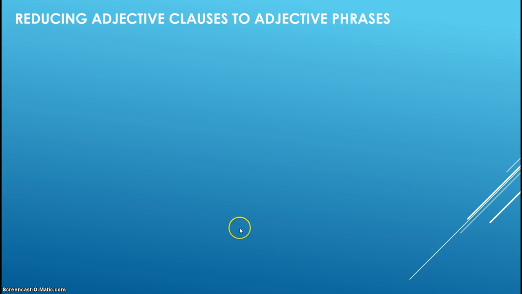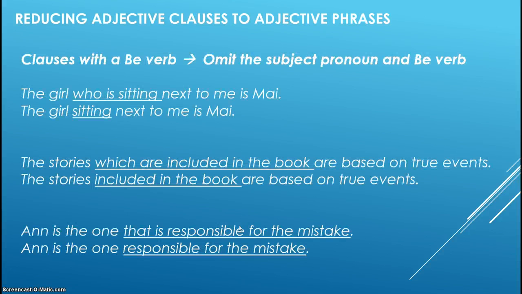How do we make the clause into a phrase? What are the exact rules that are going on here? It depends on your verb. If you are working with a clause with the be verb, it's a little bit simple. Step 1, omit the subject pronoun. And step 2, omit the be verb. So, to our examples. The girl who is sitting next to me is mine. Here is our adjective clause. First we omit the subject pronoun. Take that out. And then the be verb. Take that out. Everything else stays exactly as it was before. And here we now have our new sentence: the girl sitting next to me is mine.